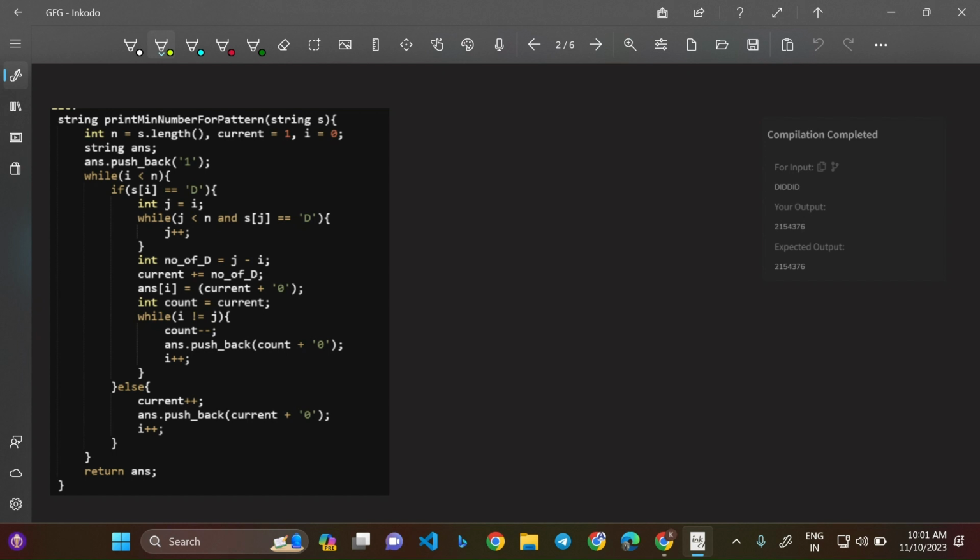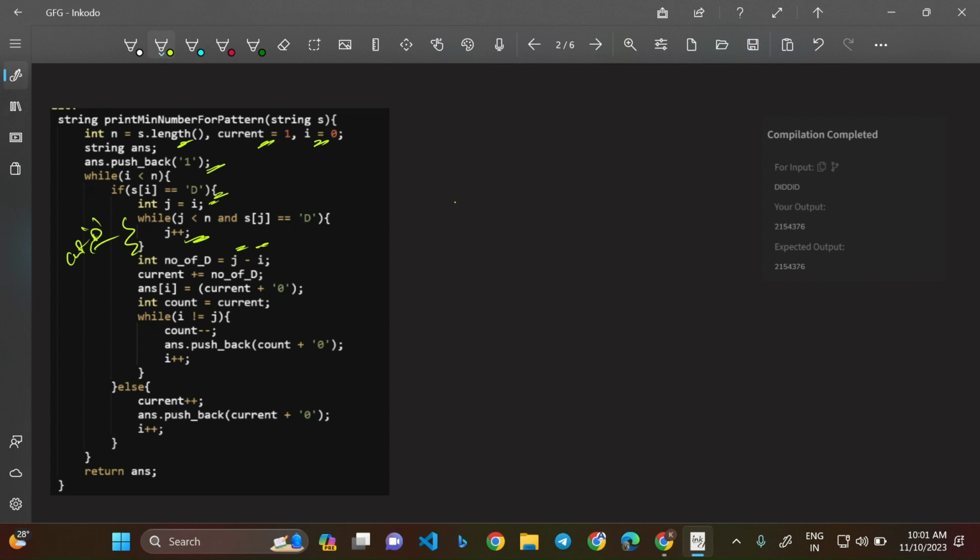So this is the code. Initially we have taken n as s.length, and current number is 1, because they have asked us to give the minimum most value. So let us start with 1 and i equal to 0. So answer.push_back of 1. If my particular value is D, I'll be initializing j with i, and counting the number of D's. This while loop is to count the number of D's. Once I have the number of D's, that is j minus i, because j minus i gives you the number of D's.